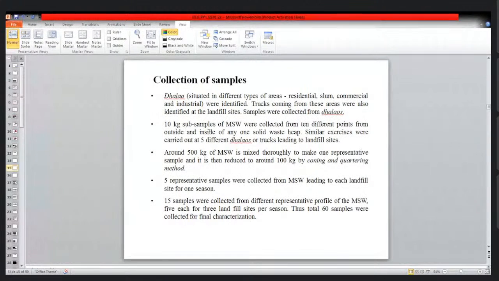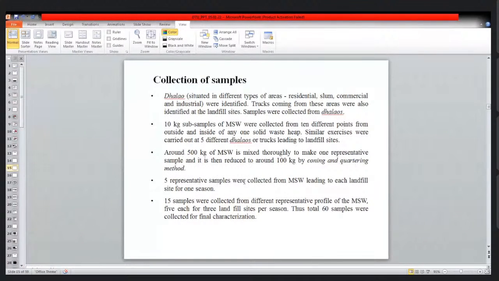10 kilograms of sample of municipal solid waste were collected from 10 different points, from outside and inside of the solid waste heap. A similar exercise was carried out at 5 different dhalaos or trucks leading to landfill sites. Around 500 kilograms of municipal solid waste is mixed thoroughly to make one representative sample, and it is then reduced to around 100 kilograms by the coning and quartering method.